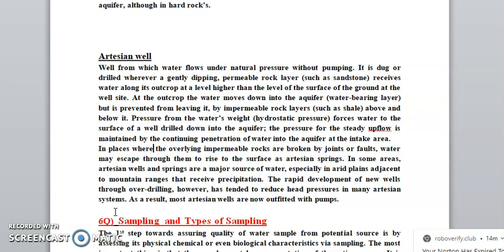Okay, there are two types of source you can see: surface source and subsurface source. In the surface source, we can see the water above the ground, like river, lake, pond, and ocean. Ocean we are not using today.